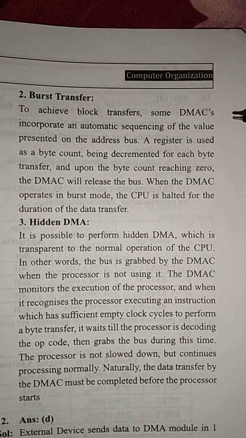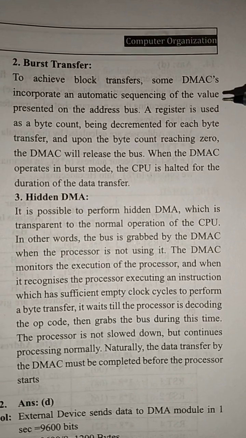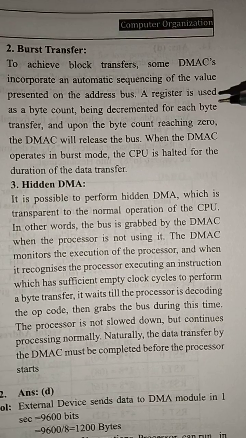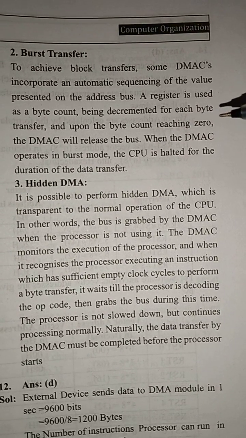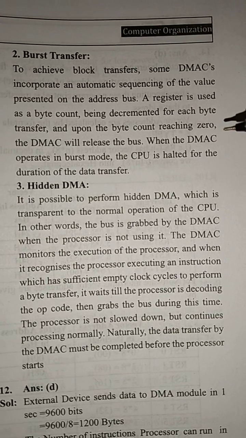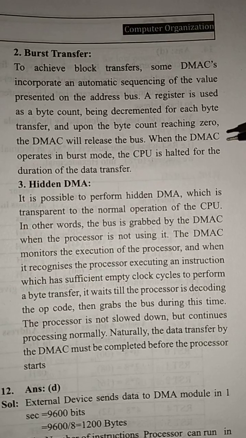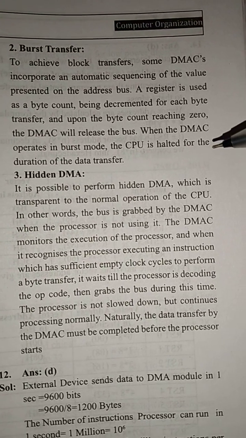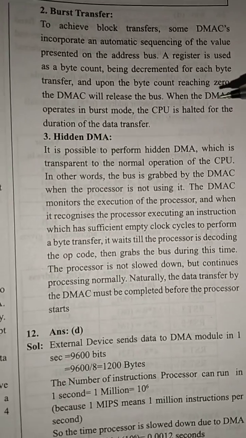Burst transfer. To achieve the block transfer, some DMACs incorporate an automatic sequence of the value presented on the address bus. A register is used as a byte count, being decremented each time a transfer occurs, and upon the byte count reaching 0 the DMAC will release the bus. When the DMAC operates in burst mode, the CPU is halted for the duration of the data transfer.